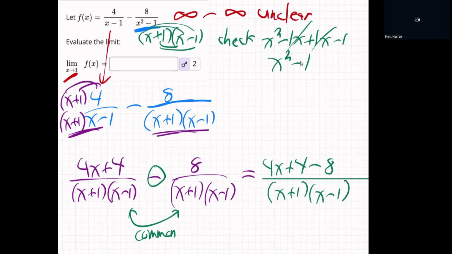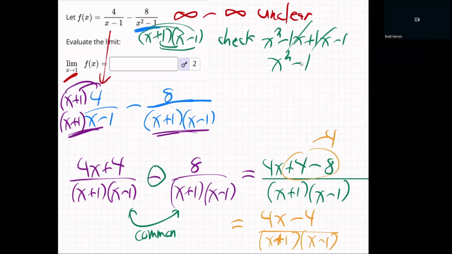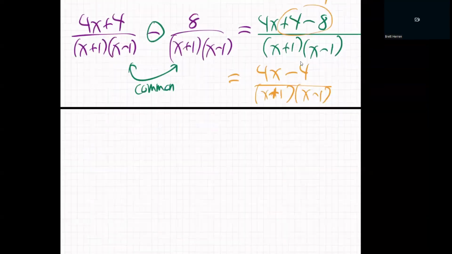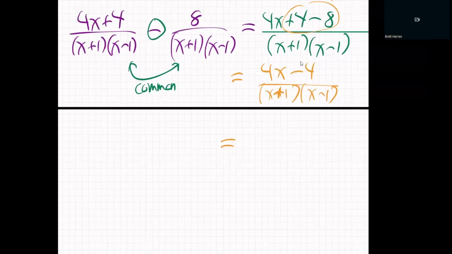Okay. And now that leaves us with 4x minus 4, right? 4 minus 8 is minus 4. In fact, I'll keep going. I was going to skip a step. That's right. x plus 1, x minus 1. I'm running out of room and I'm getting scribbly there. All right. So now what?